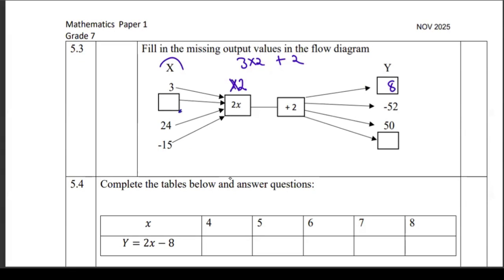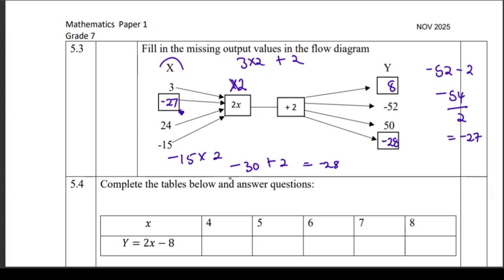And then for us to get what is supposed to be here, we need to move backwards. Where there is a plus, we subtract. So negative 52 minus 2 gives us negative 54. And then divide by 2, get a negative 27. And then 24 times 2 is 48, gives us a 50. Negative 15 times 2 is a negative 30, plus 2, get a negative 28.